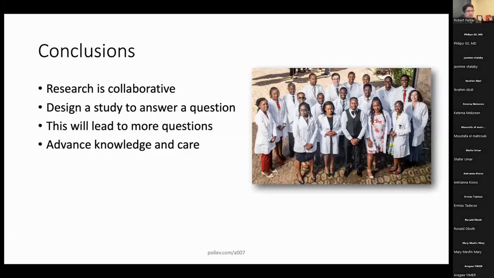So in conclusion, research is collaborative. Design a study to answer a question. When you do, this will lead to more questions. And the goal is to advance our knowledge and to advance care.